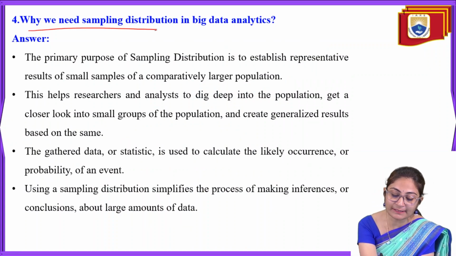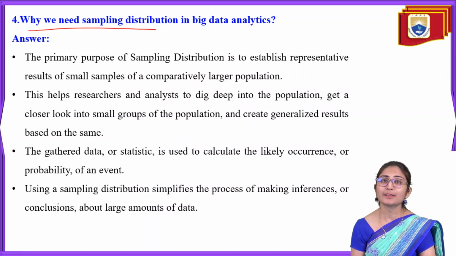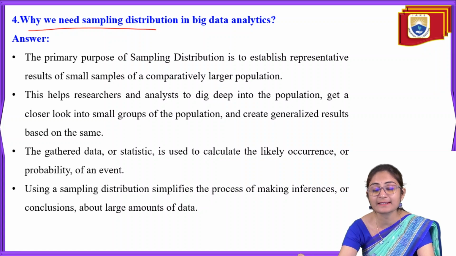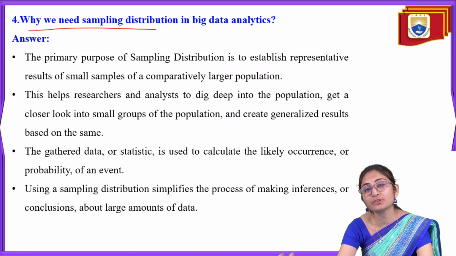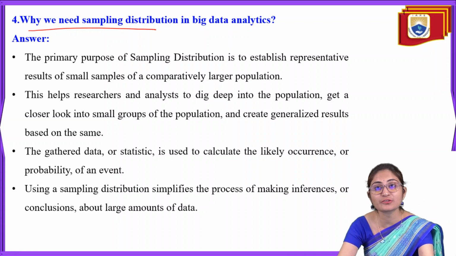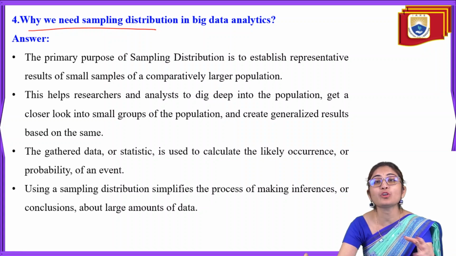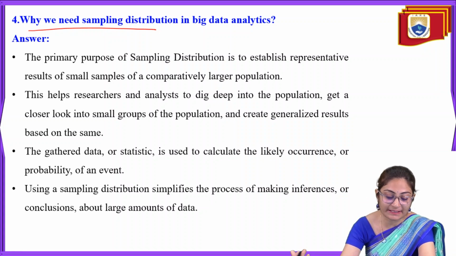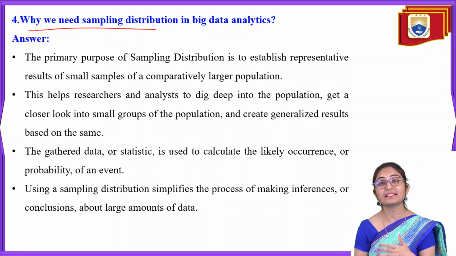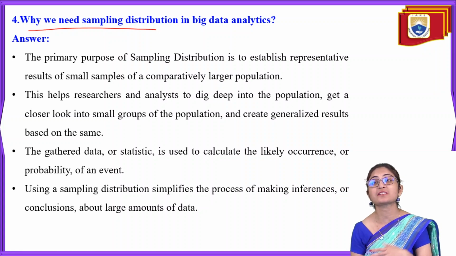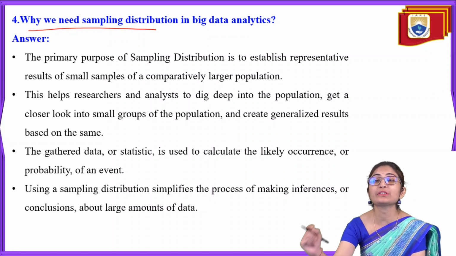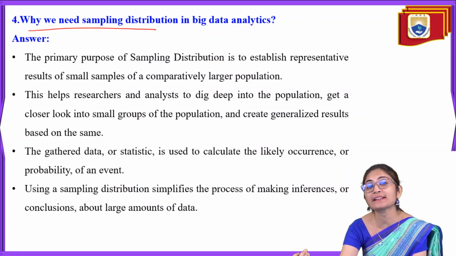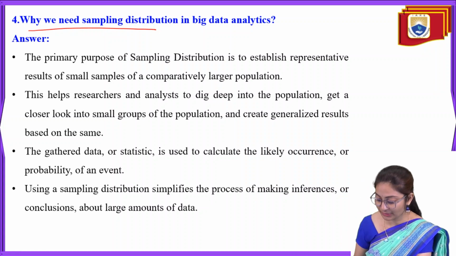Then next one is why we need sampling distribution in big data analytics. We can say the primary purpose of sampling distribution is to establish representative results of small samples as compared to a large population. It helps researchers and analysts dig up information about the population and get a closer look into a small group of the population, so they can predict some result on the basis of the population. So we have to gather our data or statistic, and it will be used to calculate some occurrences or probability related to an event. Then using sampling distribution, we can simplify the process of making inferences, or we can reach a conclusion also by using a large amount of data.